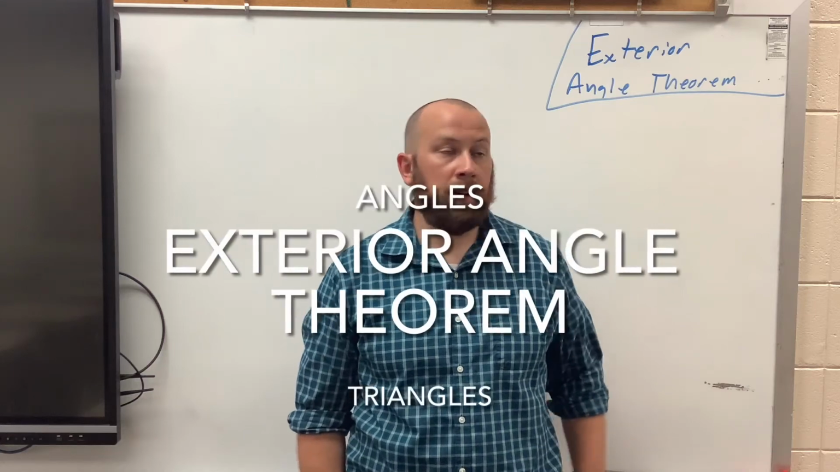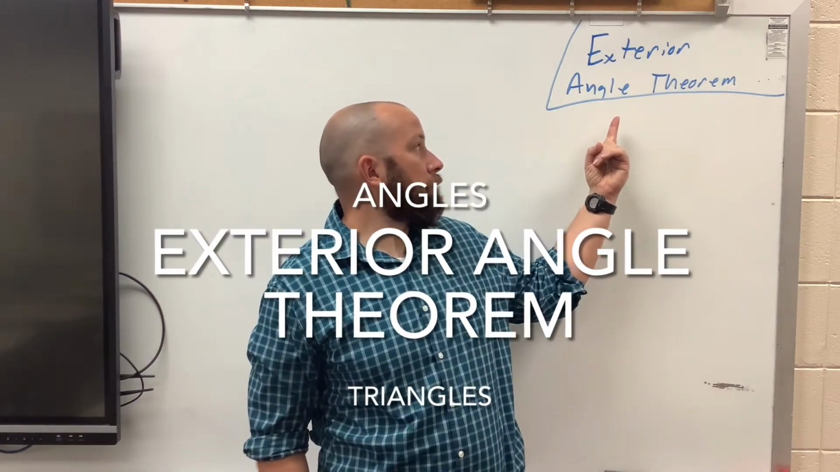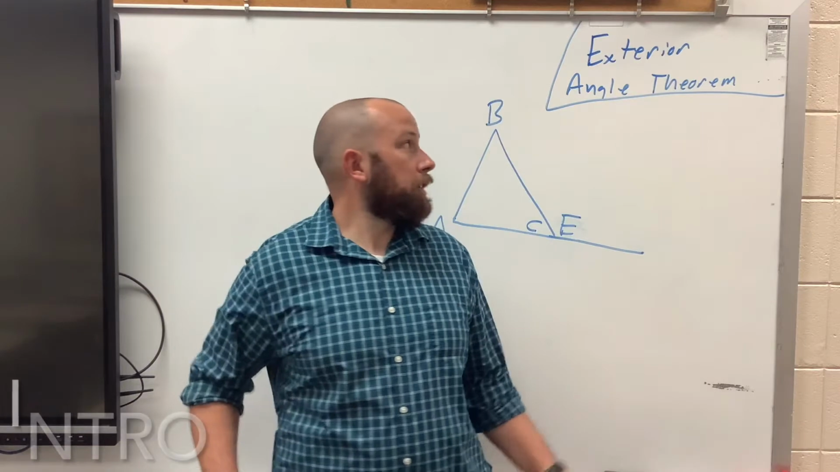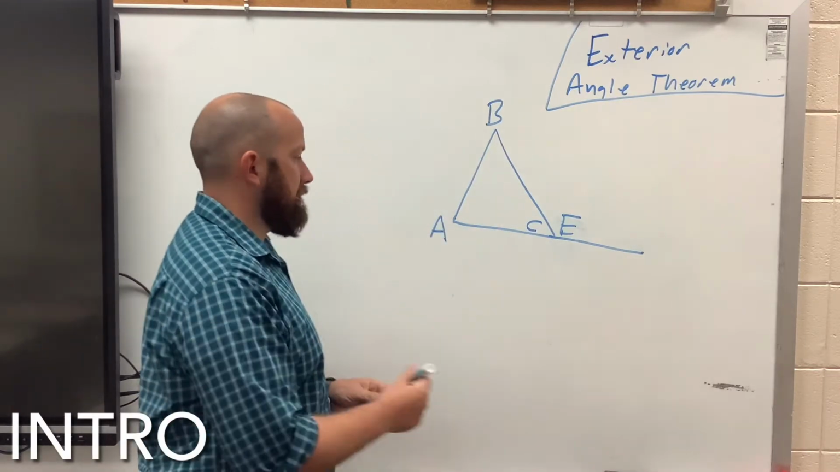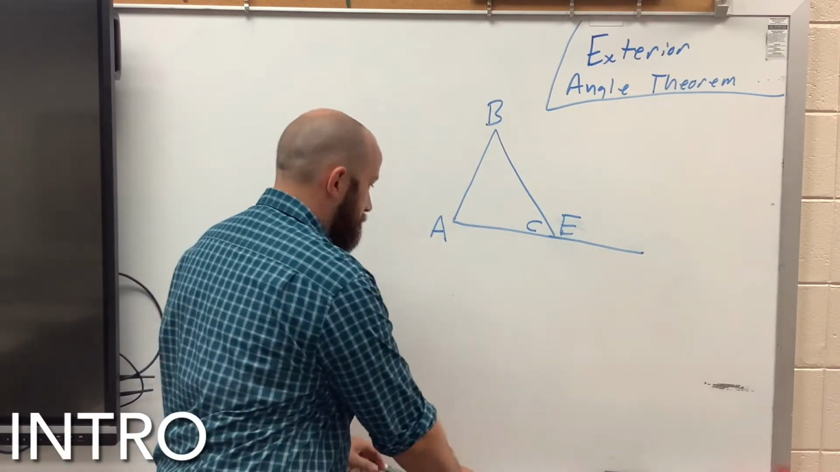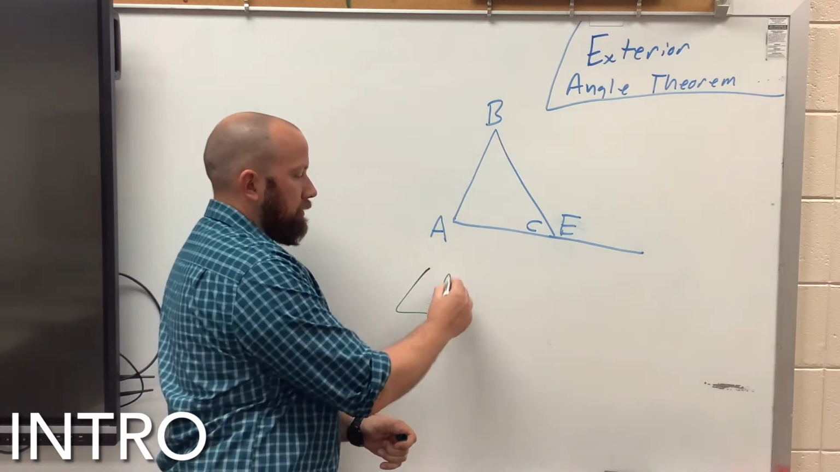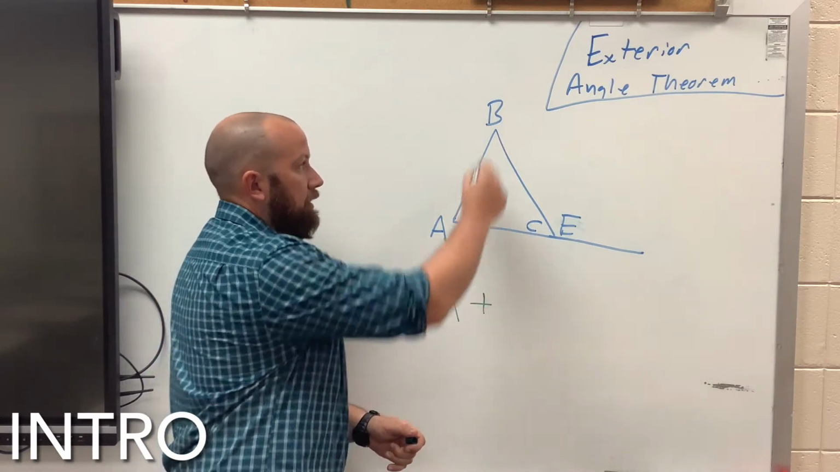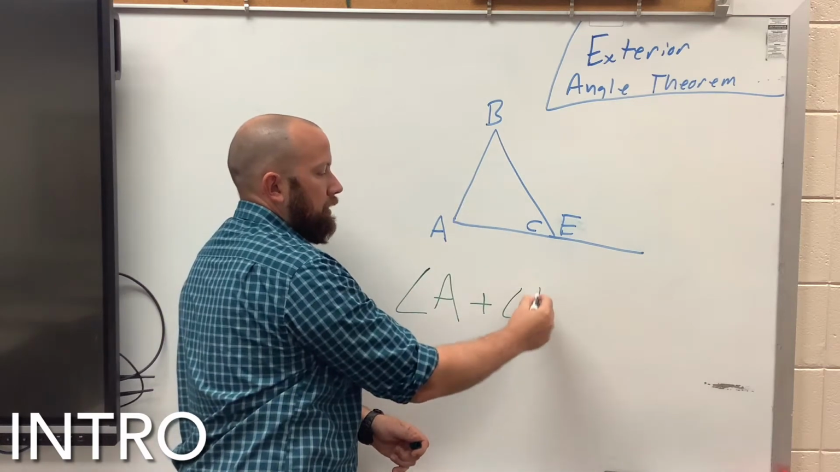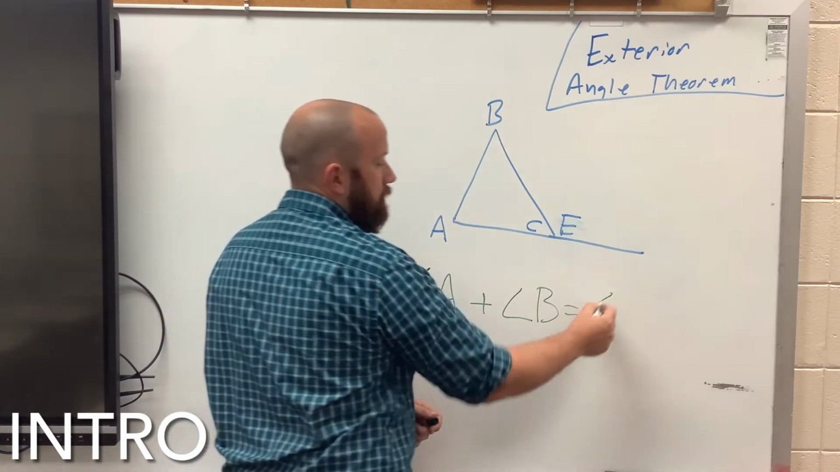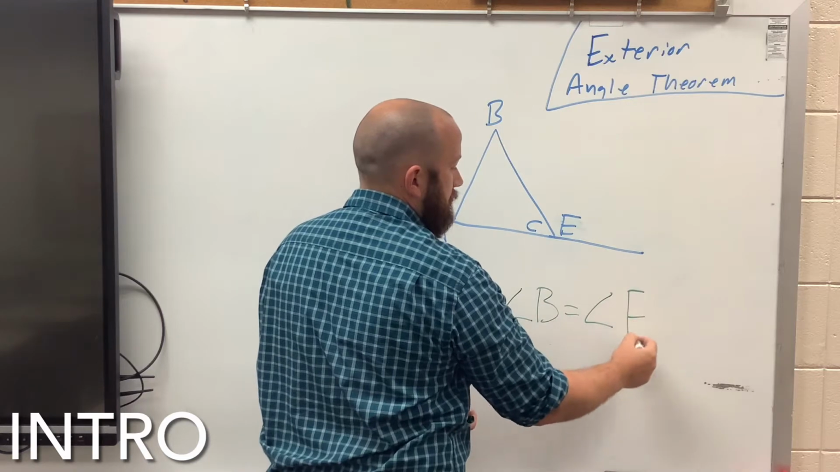Hello, today we're going to talk about the exterior angle theorem. So the exterior angle theorem is pretty basic. What it states is angle A here plus angle B will equal angle E.